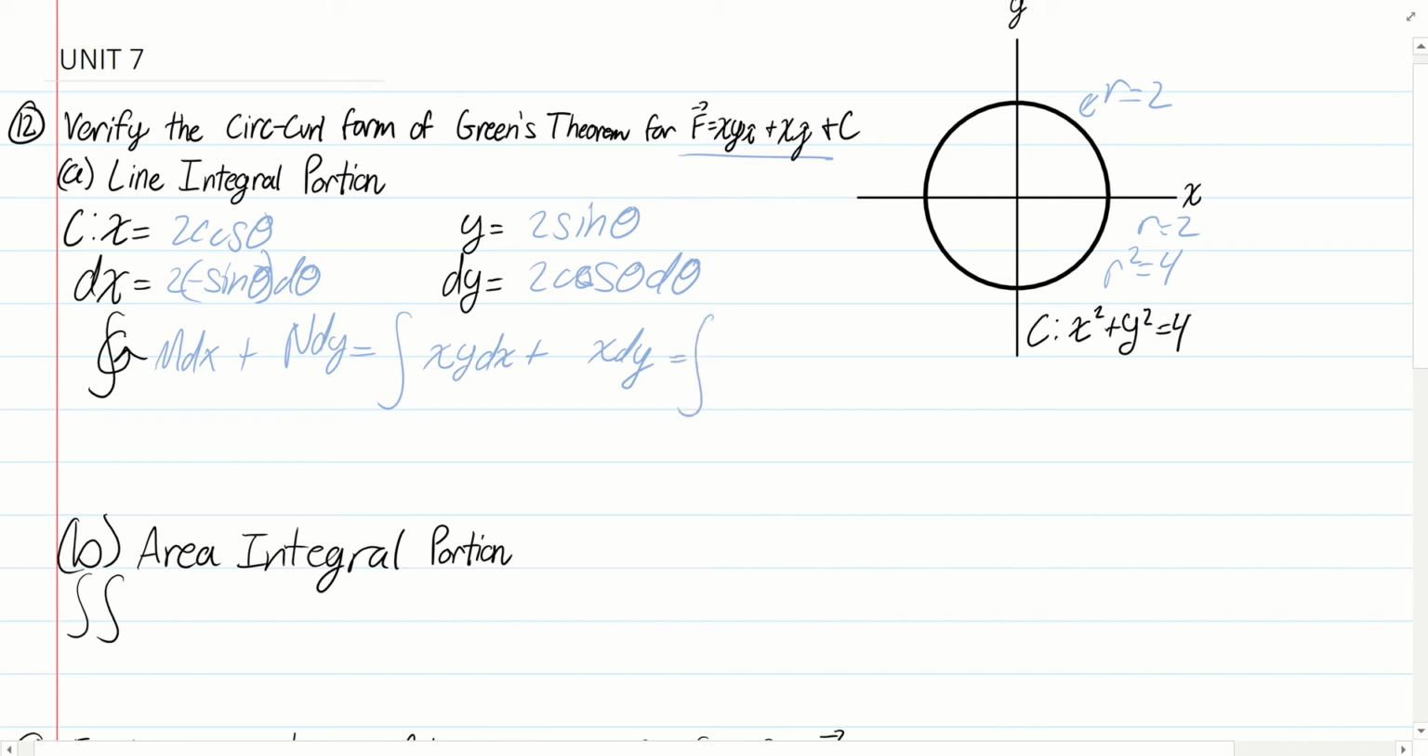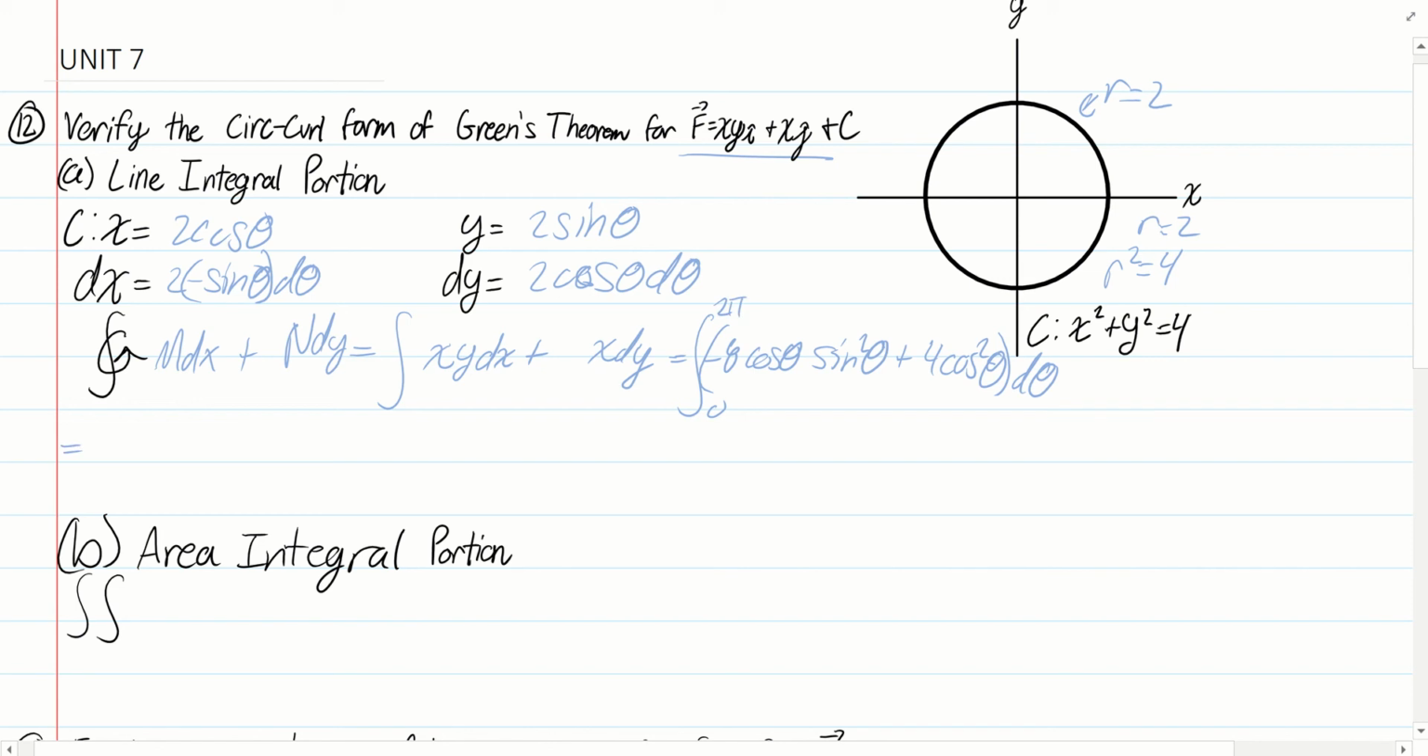So we substitute all of our stuff in. It's the integral of x, so 2 cosine theta, y is 2 sine theta, and dx is negative 2 sine theta, so we're going to have a negative 8 here. We have 2 sines, so it's going to become cosine theta sine squared theta, and then plus x, which is 2 cosine theta, and dy, which is 2 cosine theta, so it's going to become 4 cosine squared theta, all times d theta. Our limits for theta are going to be from 0 to 2 pi.